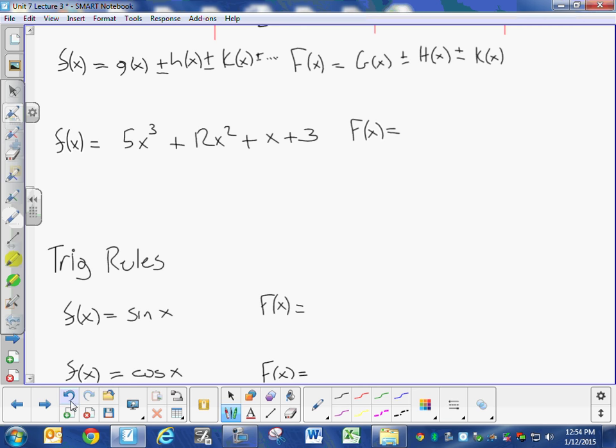That's big K. It's tough to show big K. So just h of x plus or minus ... plus c. Okay. Go ahead and find big F of x if f is this. 5x cubed plus 12x squared plus x plus 3.